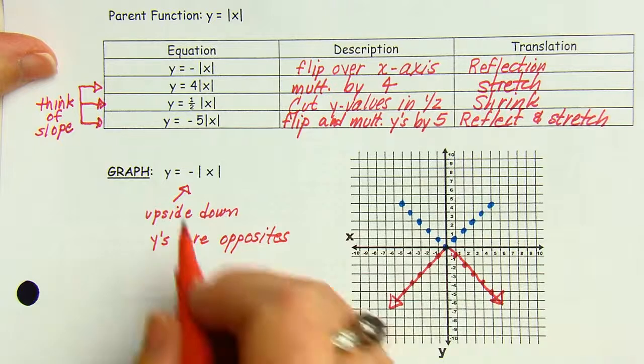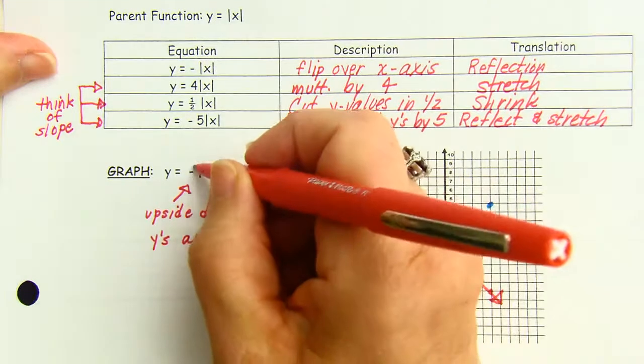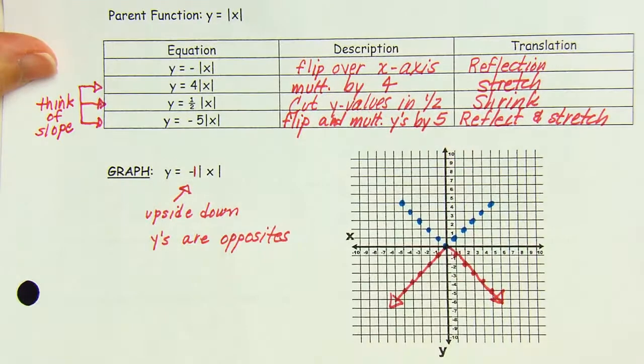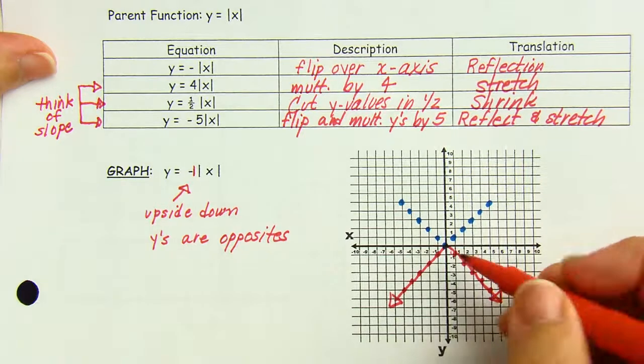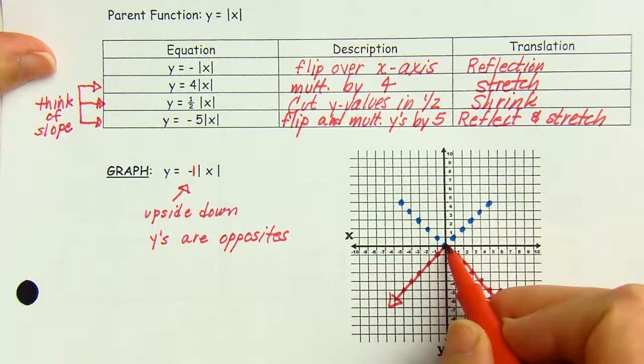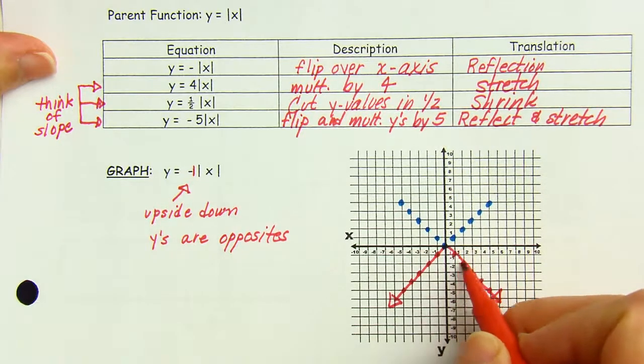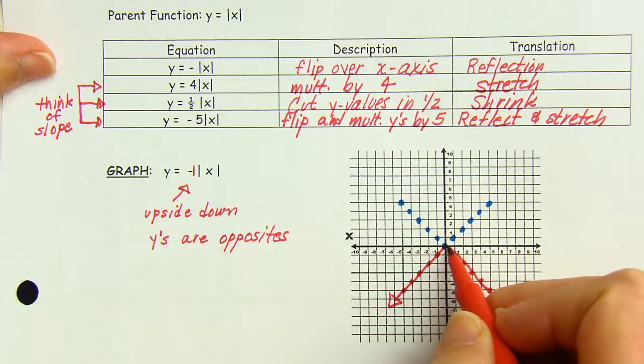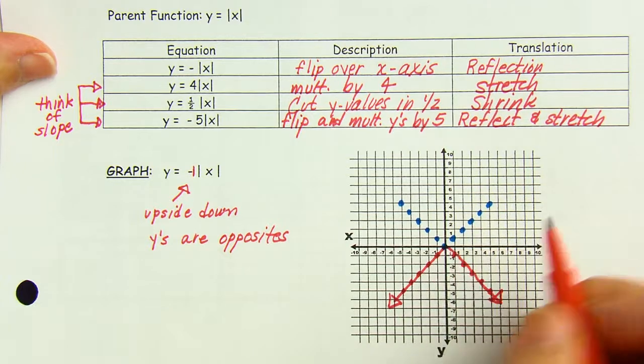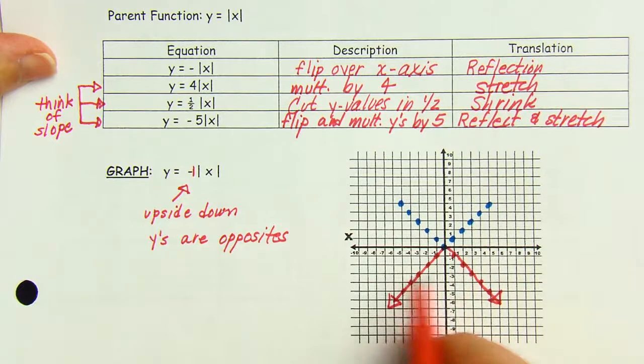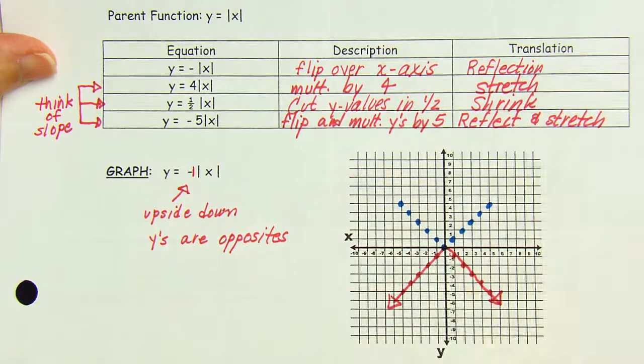Okay, so if this was my slope, there's a 1 here, right? I would go from the 0, 0, down 1 to the right 1, down 1 to the right 1, down 1 to the right 1. Okay, so that's my slope. And then this is a mirror image, the absolute value graph.